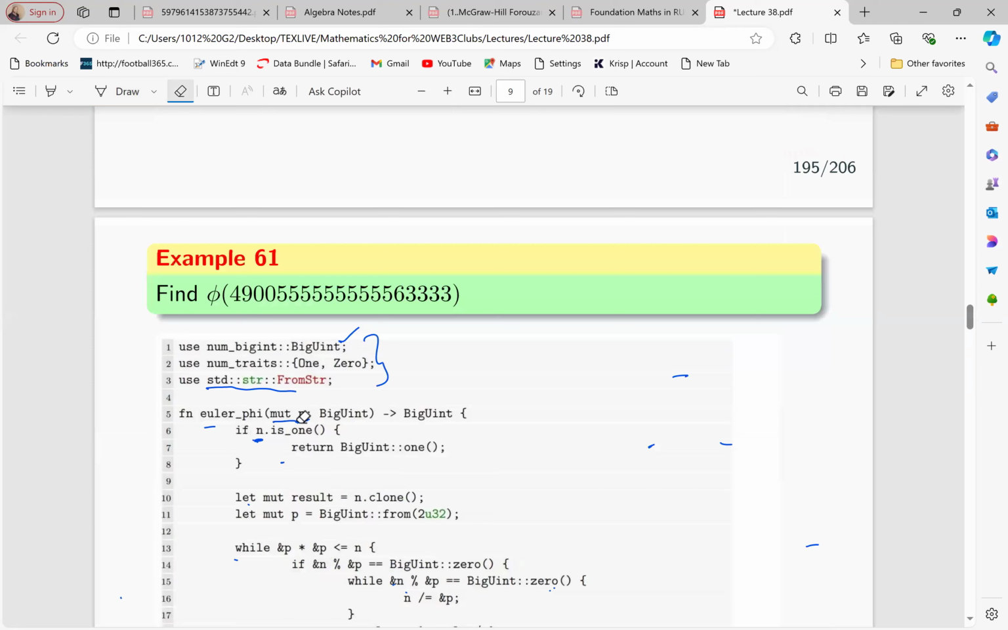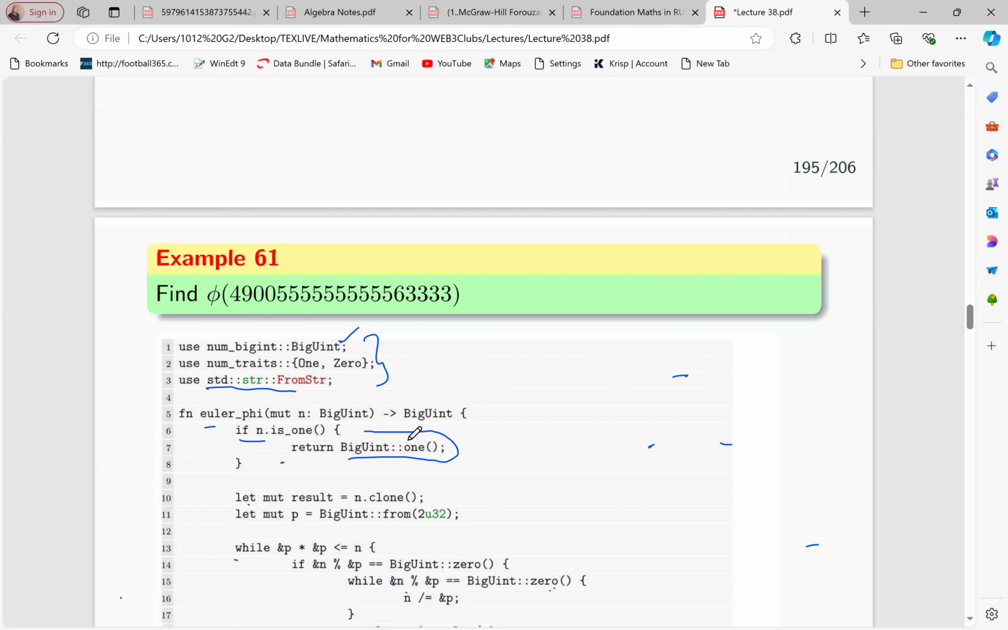It begins by saying if n is 1, then return 1, return 1 as the Euler phi of 1. Now, the case when n is not 1, I've already explained that.